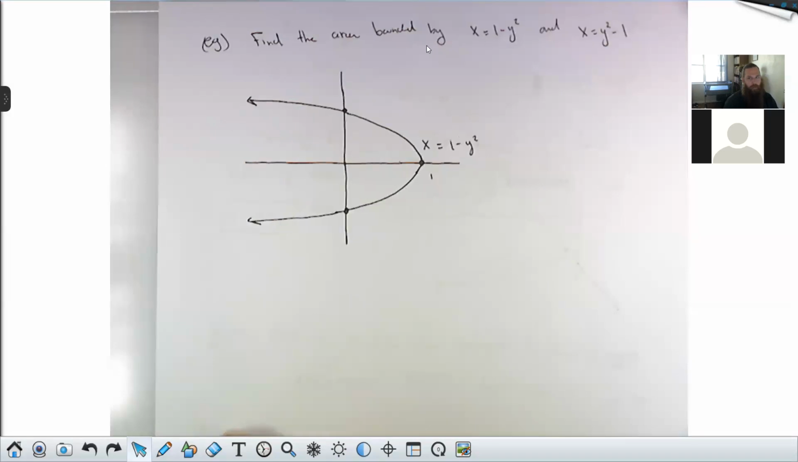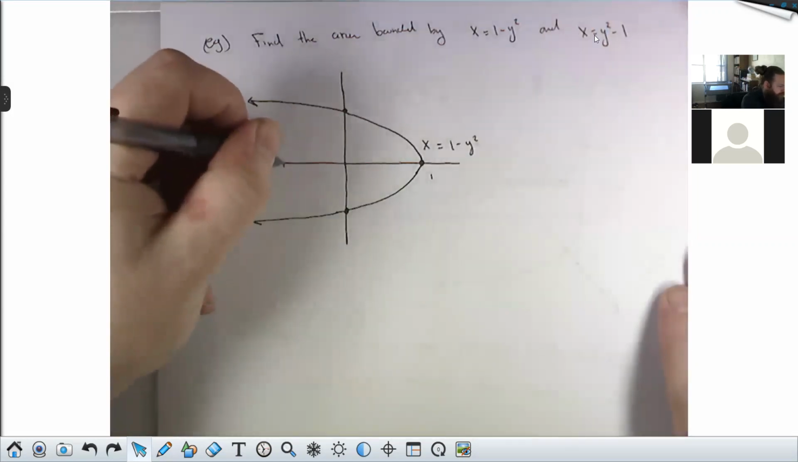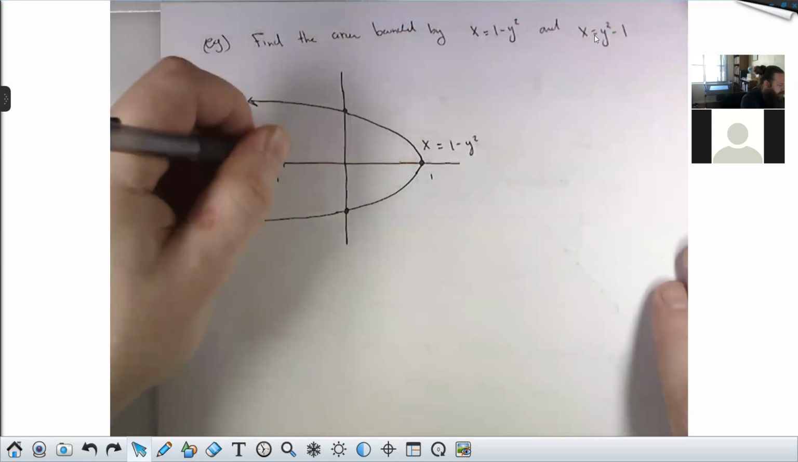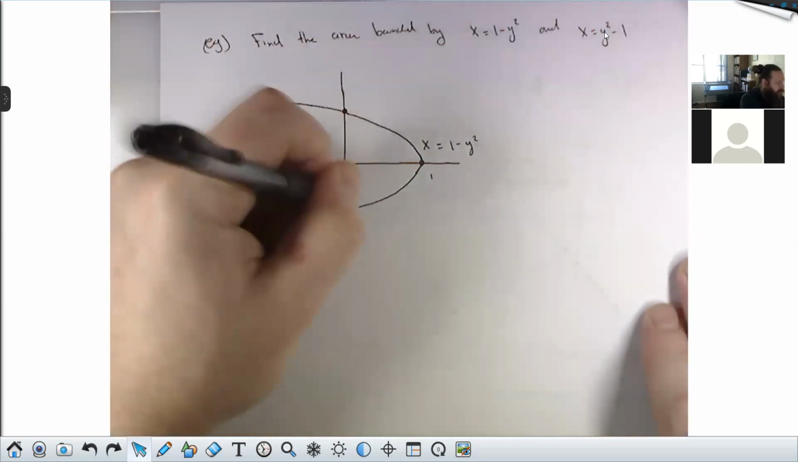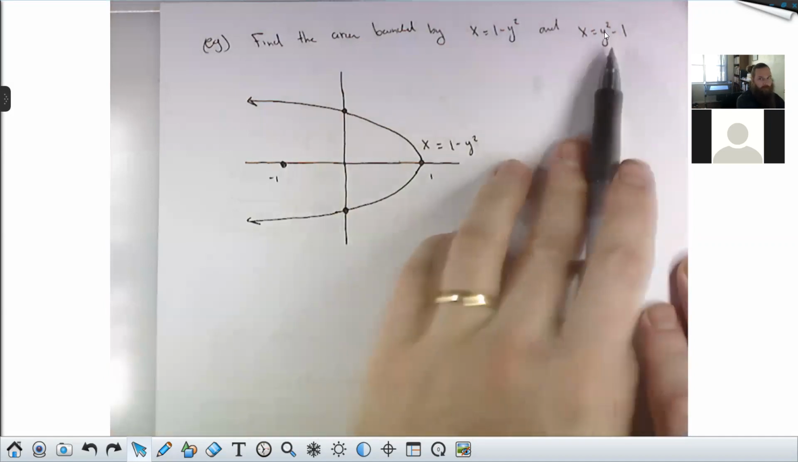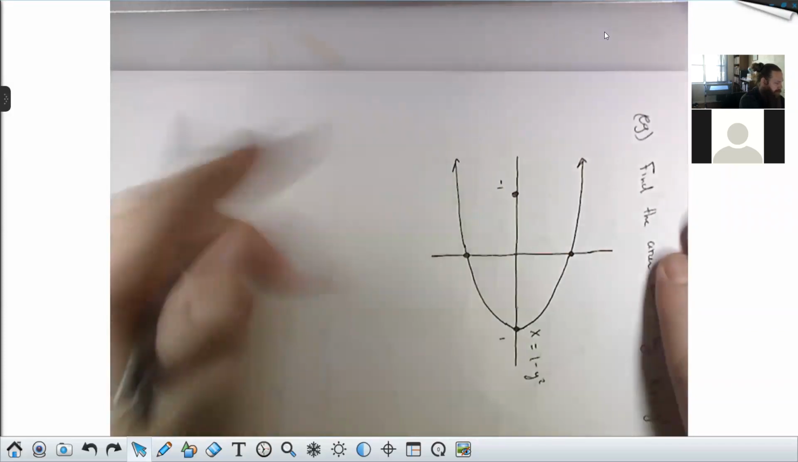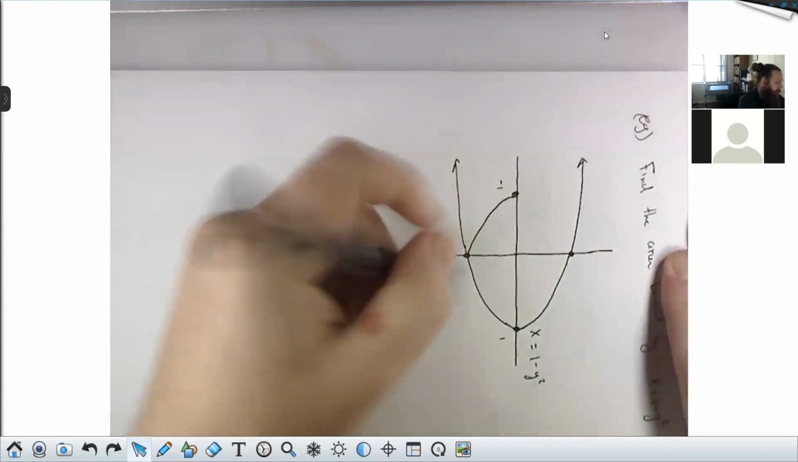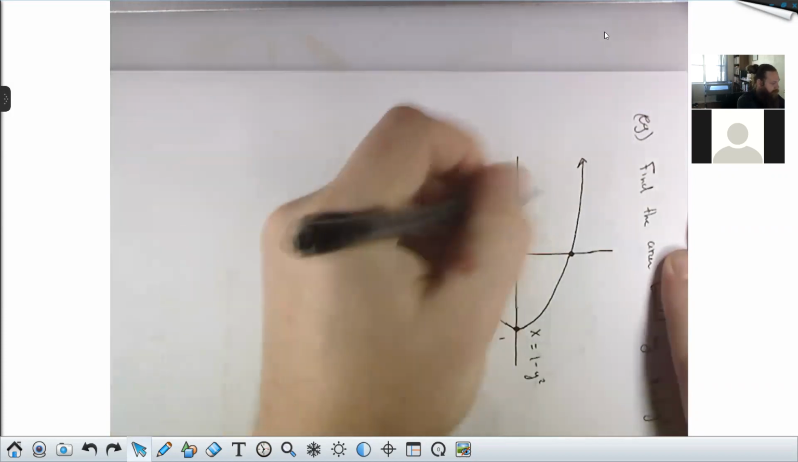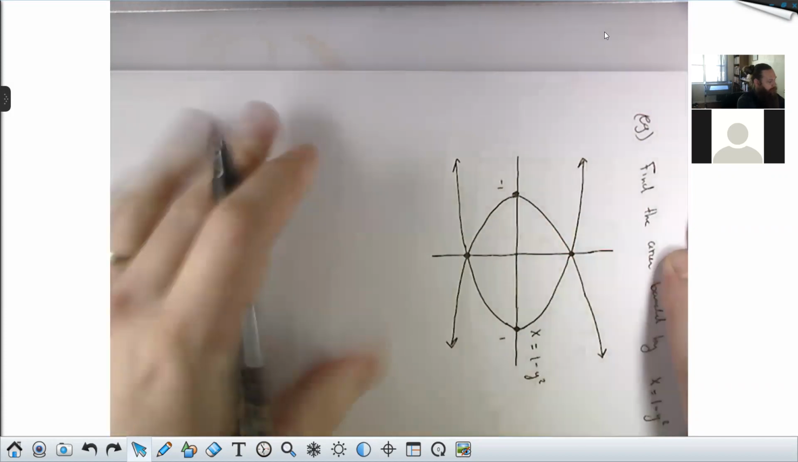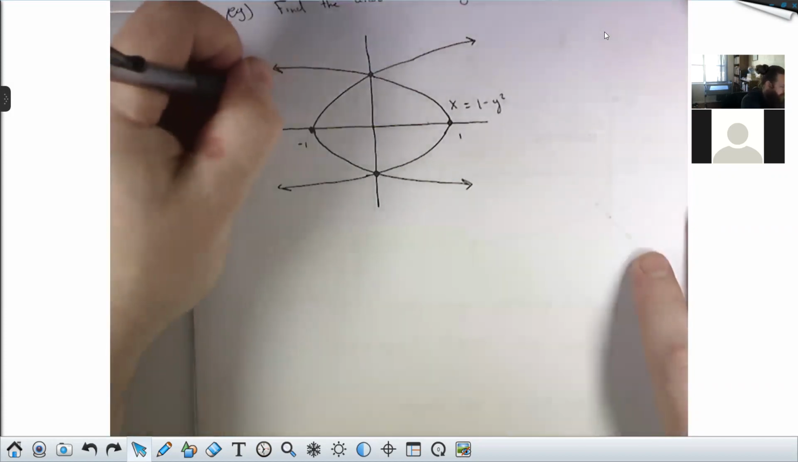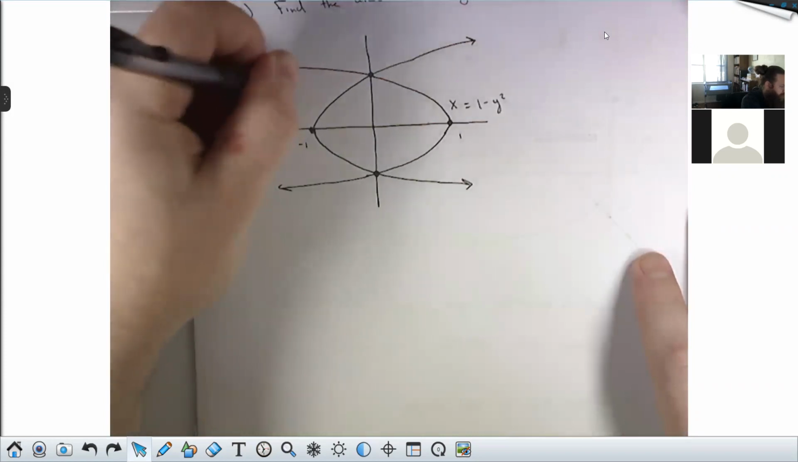Now x equals y squared minus 1. Here, if I plug in y equals 0, I get x equals negative 1. So I know that (-1, 0) is on that graph. Again, if I plug in 0 for x, I get 0 equals y squared minus 1. That has the two solutions, y equals positive 1 and y equals negative 1 again. So this guy is the mirror image of this guy. He looks like this. This over here is x equals y squared minus 1.